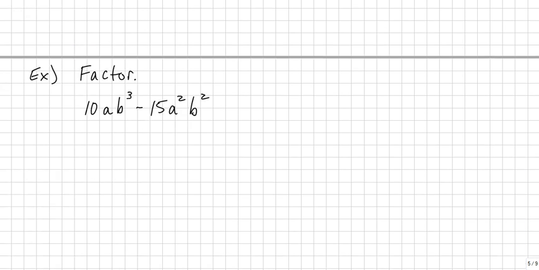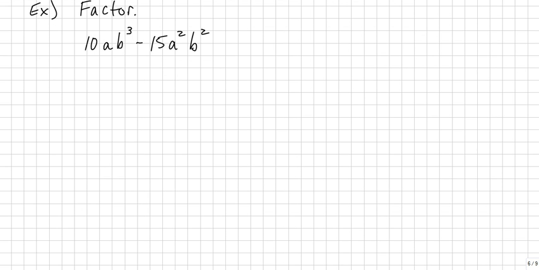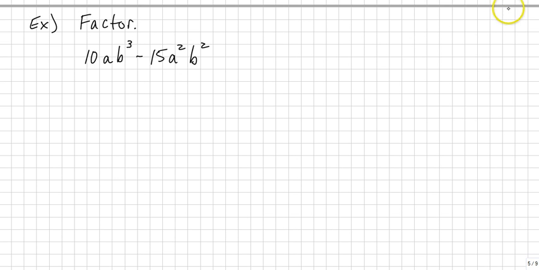All right, so we're going to use those. So let's take a look. So this definitely takes some practice. So we're going to factor 10ab cubed minus 15a squared b squared. So the first thing we want to do is come up with the greatest common factor.